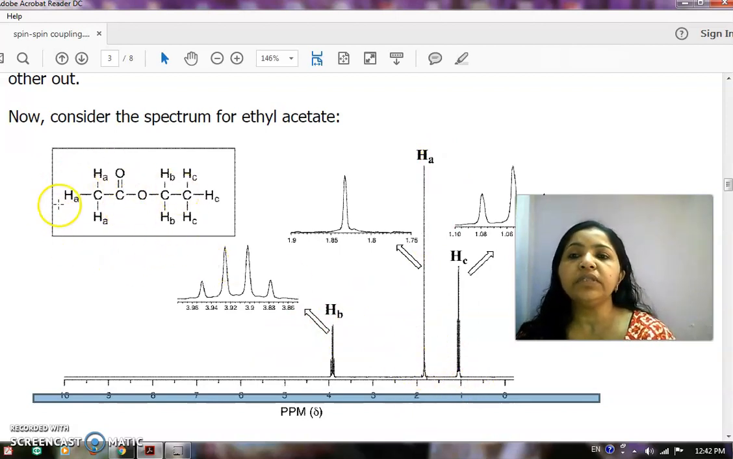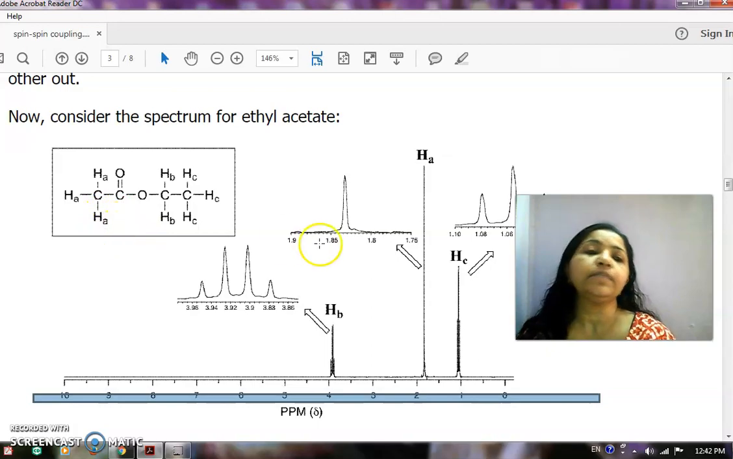So if you match with this diagram, we have 3 with a gap, and then this is 2 and this is 3. So this one is splitting this one, whereas HA is not being split.